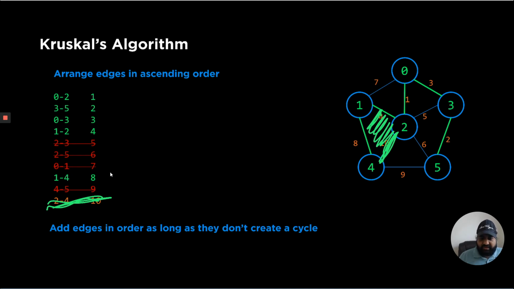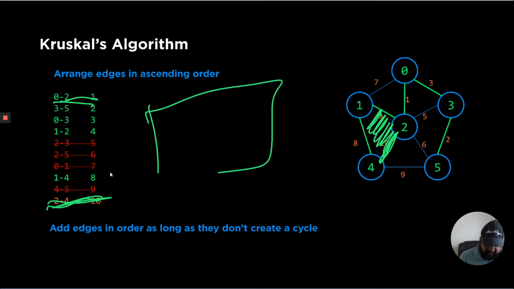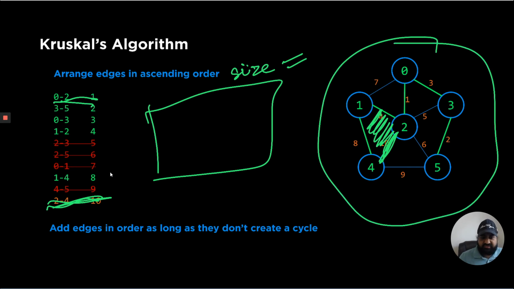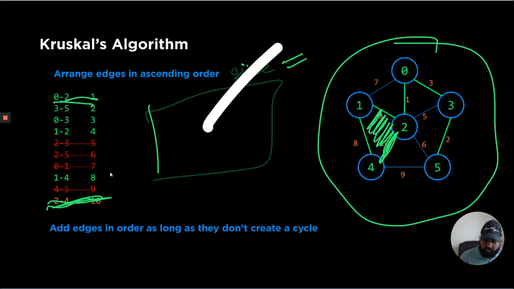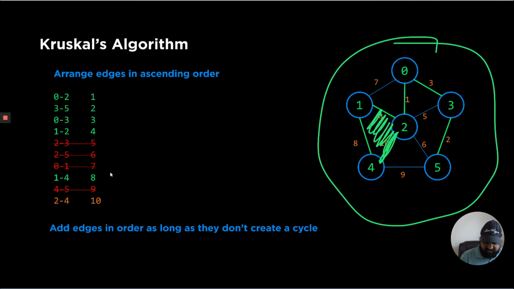There are other ways to stop this algorithm as well. Once we have processed each of these nodes or each of these edges, we can push them in a visited set. When the size of the set is equal to the number of vertices in the graph, we can stop right there because we know that we have already connected all the vertices.